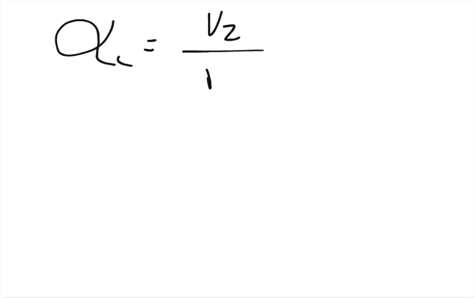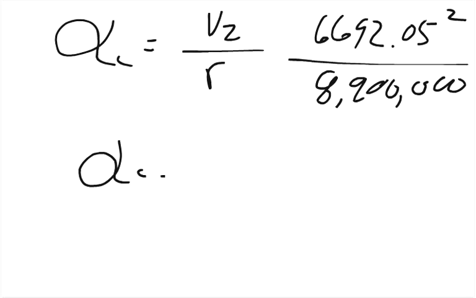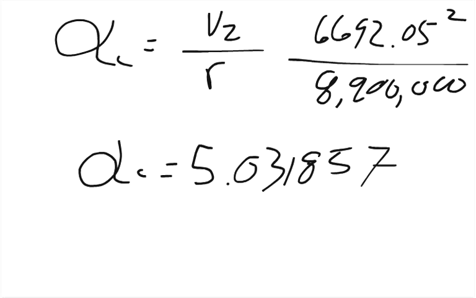The last thing it asks for is the centripetal acceleration. Centripetal acceleration is equal to v squared over r, and we have the velocity already: 6,692.05 meters per second. We square that quantity and divide it by the radius, which was 8,900,000. The centripetal acceleration is equal to 5.031857 meters per second squared.